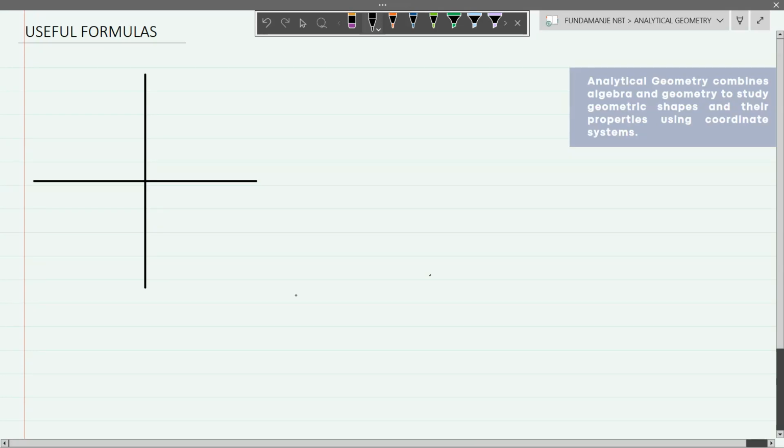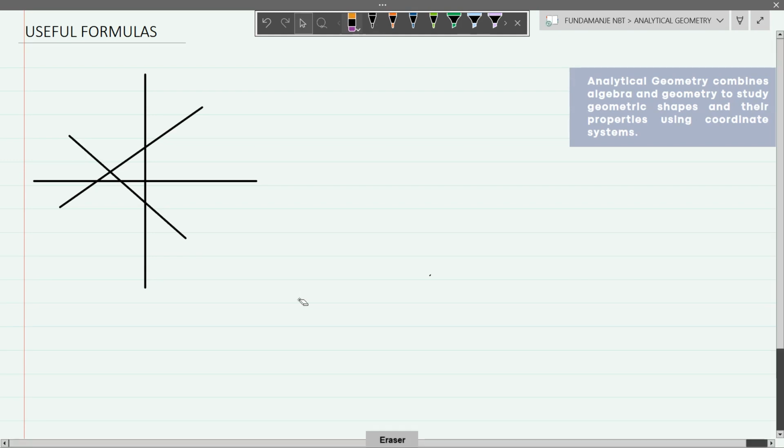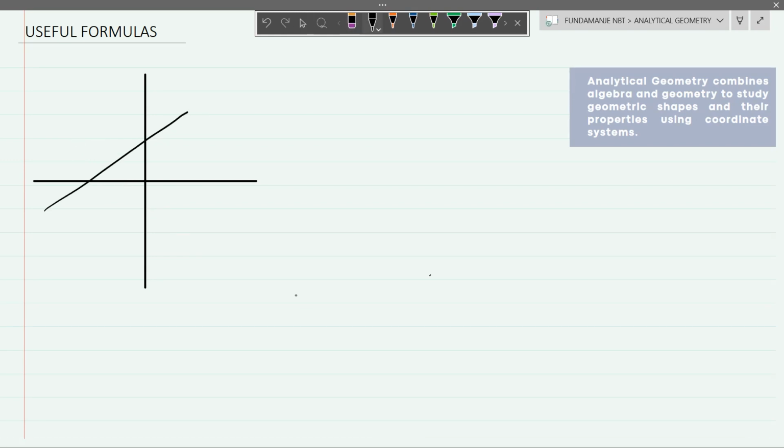Hi, in this video we're going to talk about the useful formulas of analytical geometry. Now, analytical geometry combines algebra and geometry to study geometric shapes and their properties using coordinate systems. The coordinate system we use here is the Cartesian plane, and mostly we're doing a study of lines. This can range from parallel lines to perpendicular lines. All of these lines have some formula that has something to do with lines.